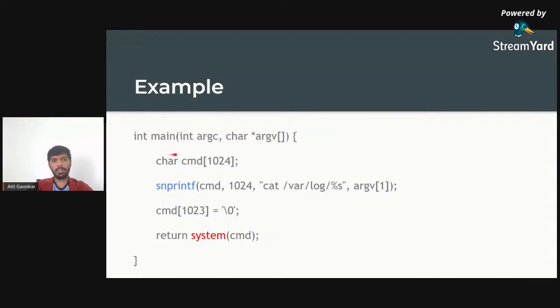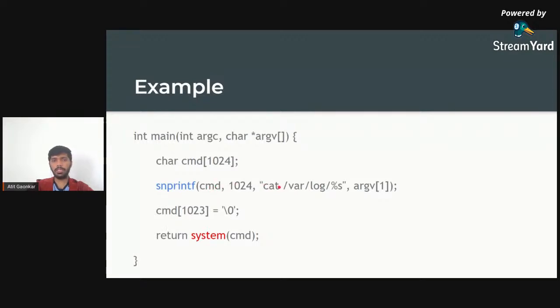Now this is a C file. You have a character string of 1024 length. What snprintf does is it concatenates. It is similar to strncat. So snprintf takes the first argument as the variable itself, the second argument as the size of the variable, and all the following arguments are concatenated and stored into CMD.